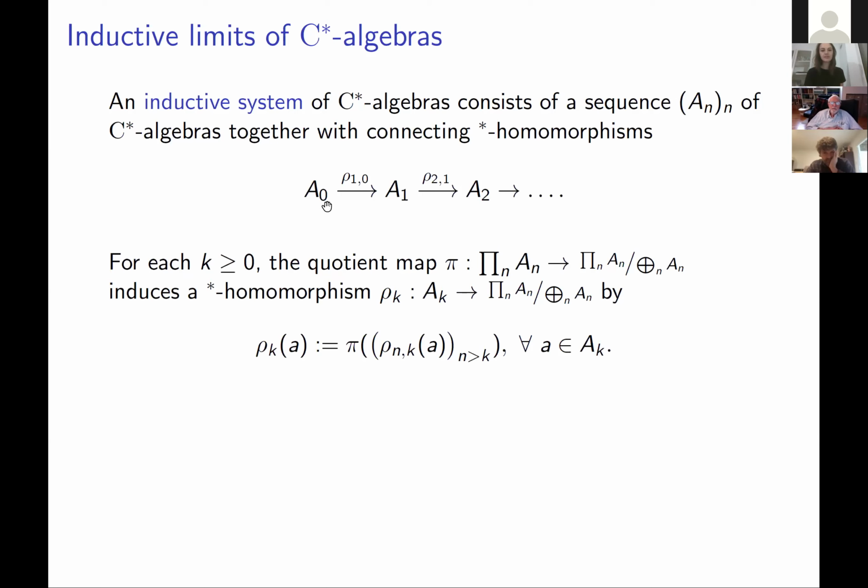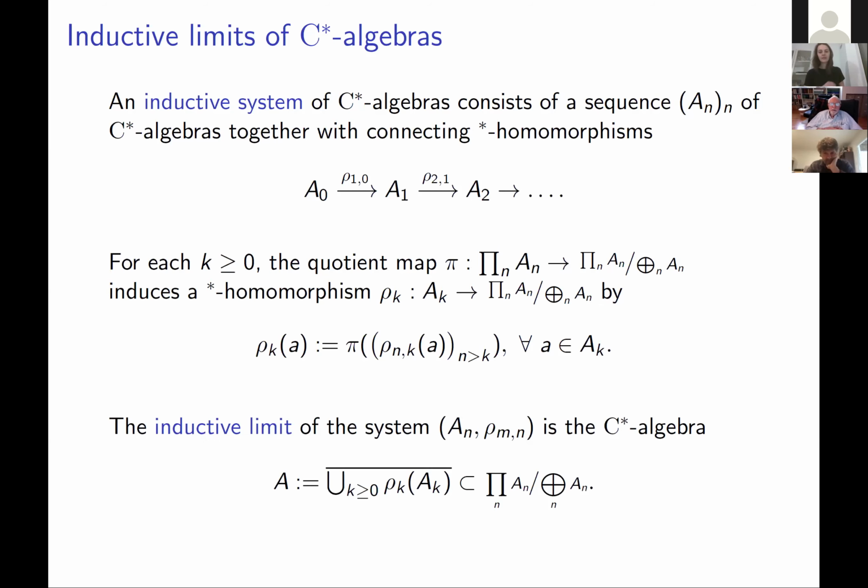For each C-star algebra in the sequence, we induce a star homomorphism that takes the kth term into this quotient. For each element a in A_k, you take all of its images along this string inside the inductive system. This forms a bounded sequence, and you look at where that got sent in the quotient. This is basically the general proof, more or less, that one can always construct an inductive limit of an inductive sequence of C-star algebras. To get the limit, you take the union of all of these images and take the closure inside this C-star algebra, the quotient.